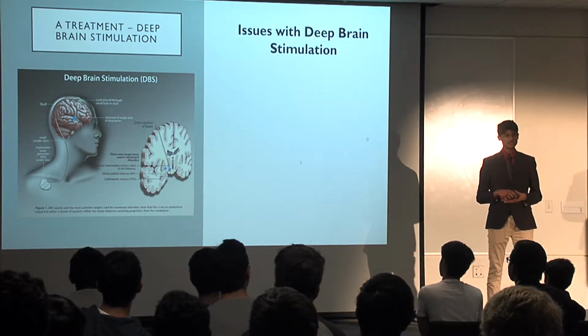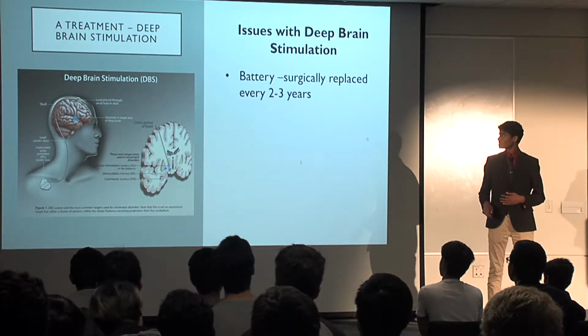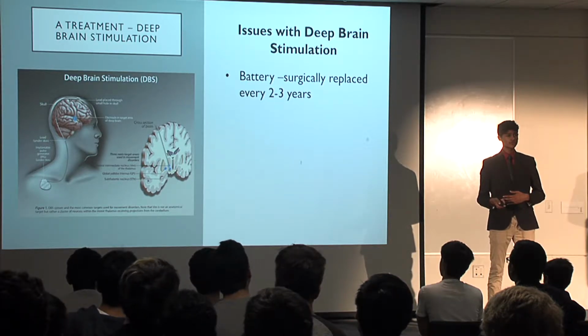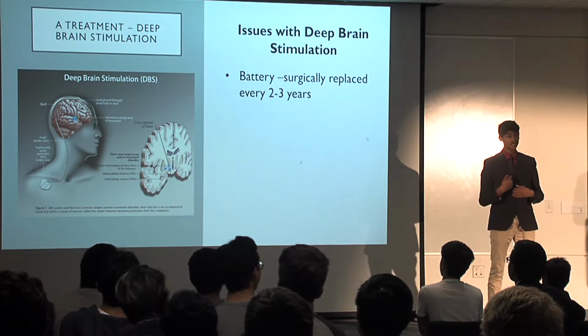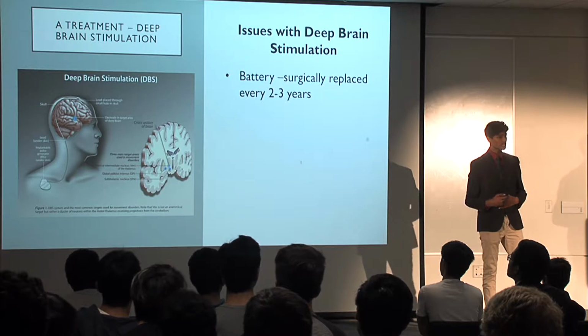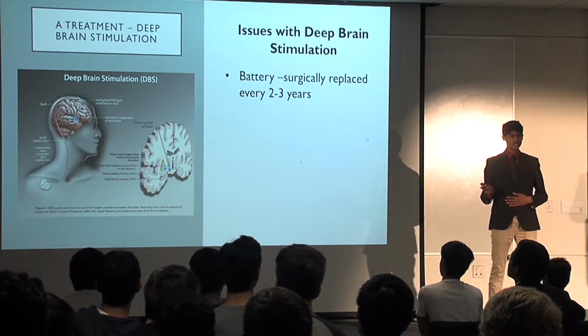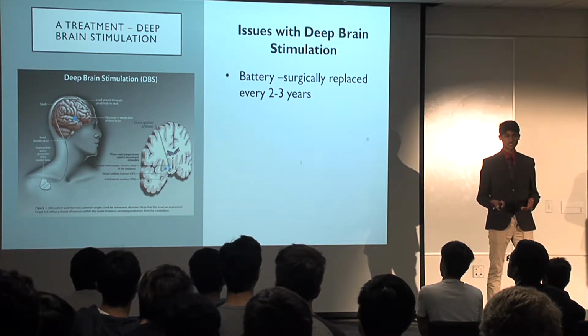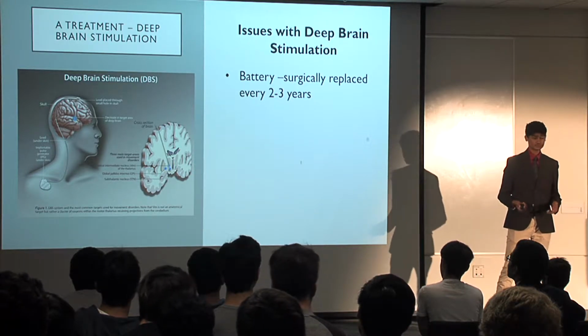But what are the issues with DBS? It seems like a great thing. First of all, battery. The battery for DBS is implanted in our human body, and this needs to be replaced every 2 to 3 years, surgically. Now, as you can imagine, that's a huge concern. No one wants to go through surgery every 2 to 3 years.